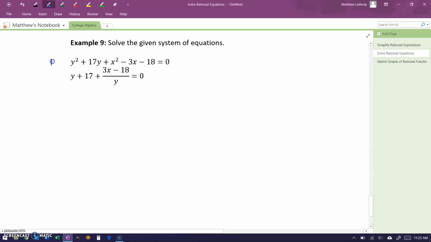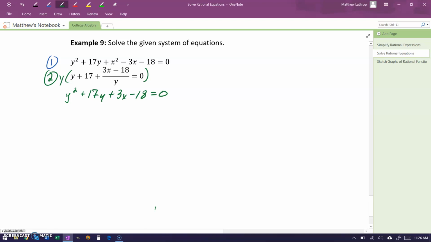In example 9, we still have a system of two equations, and our second equation has a single rational expression. What we'll do to start things off will be to multiply both sides of this second equation by y to eliminate that rational expression. Meaning equation 2 will become y squared plus 17y plus 3x minus 18 is equal to 0.